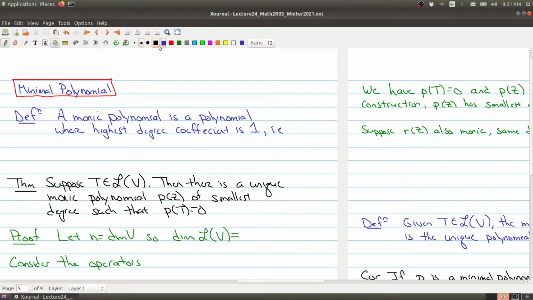So the first thing that we need to do is define what we mean by a monic polynomial. A polynomial is monic if the highest degree coefficient is 1. What that means is when you write your polynomial, and let's say that its degree is n, the coefficient of z to the n is 1. And then the other coefficients are allowed to be anything that you want. So the key thing is that the coefficient at the front is a 1.